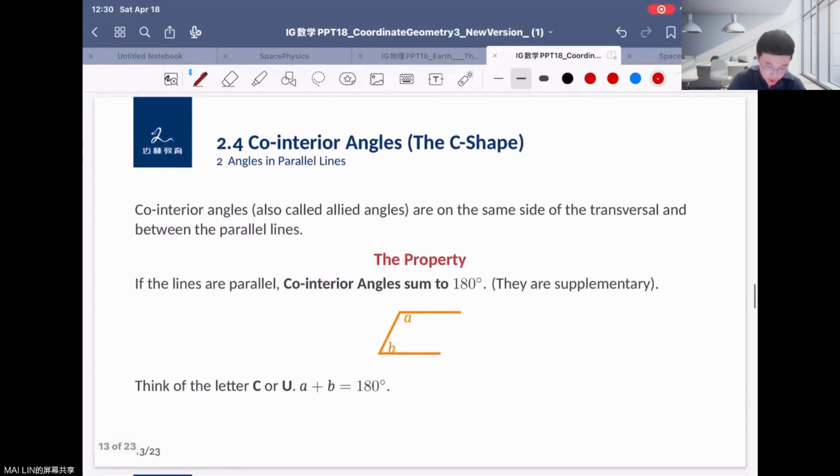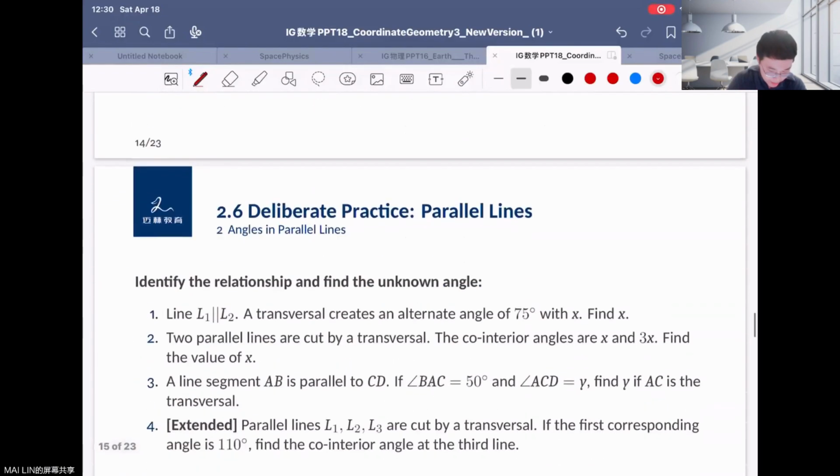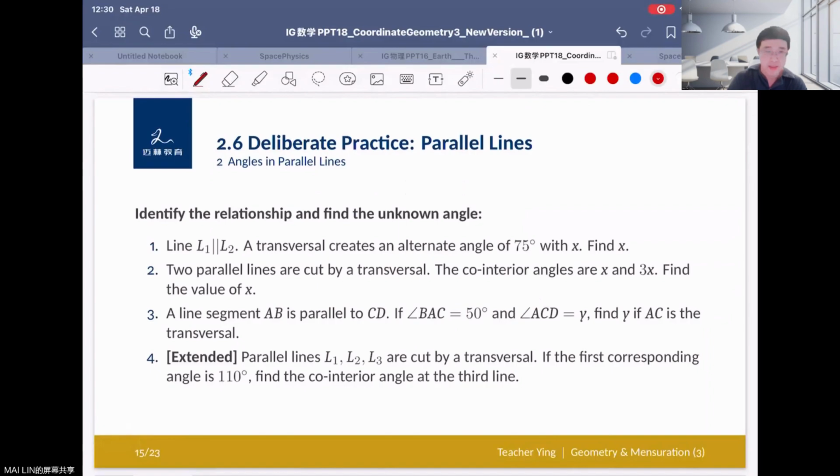Also for co-interior angles, here is a parallel line and another line, forming two angles A and B. The sum of angles A and B is A plus B equals 180 degrees. That is co-interior angles. We also have some complex transversals, where sometimes multiple parallel lines are together, so make sure to find the F, Z, and C shapes. The knowledge for this class is not very difficult; the most important part is to do some exercises. So let's do some exercises together.